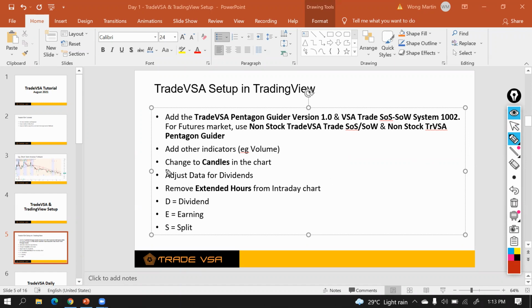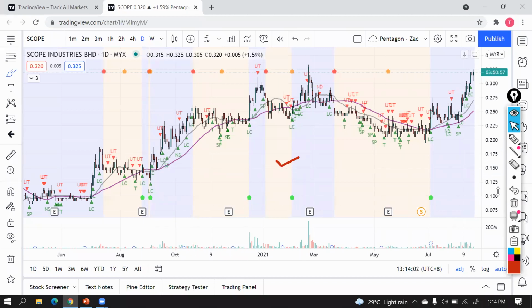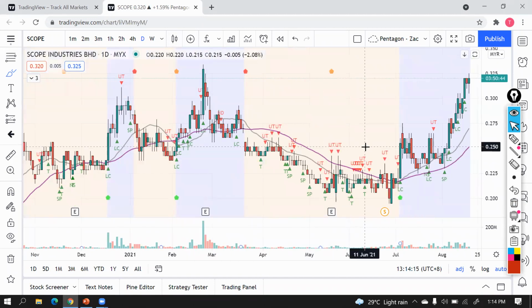Now the next thing is make sure you change to candles. Because some members sometimes change to a different chart type. For example, this is the one, just right beside this time frame. This is the candles. You click here, make sure you choose candle, so that you will see the candlestick, right?